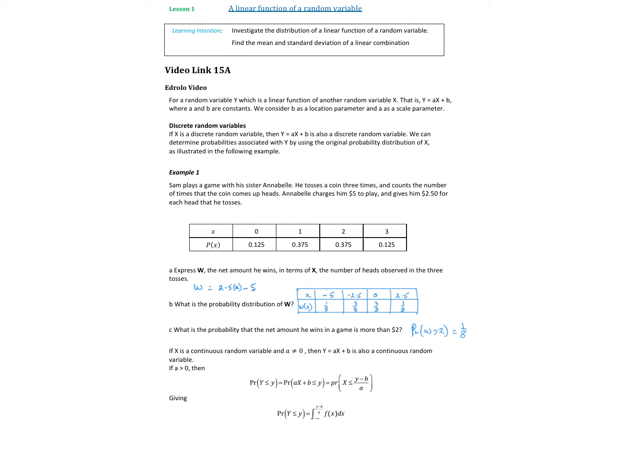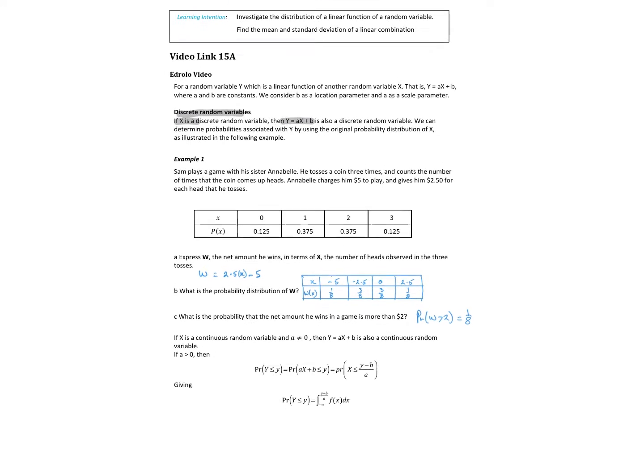Okay, so what we want to have a look at in this particular chapter is the properties of random variables and combinations of random variables. If we start off with a discrete random variable, what we're saying is that if x is a random variable, then y equals ax plus b is also a random variable. That ties in a little bit with our methods. Let's consider what the mean and the standard deviation of such a random variable is.